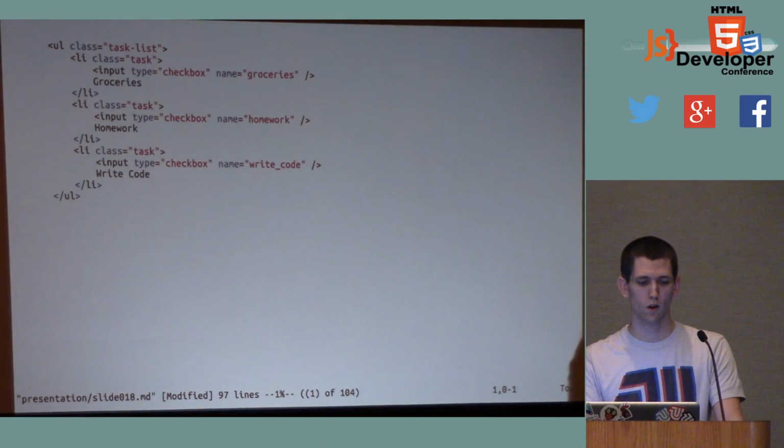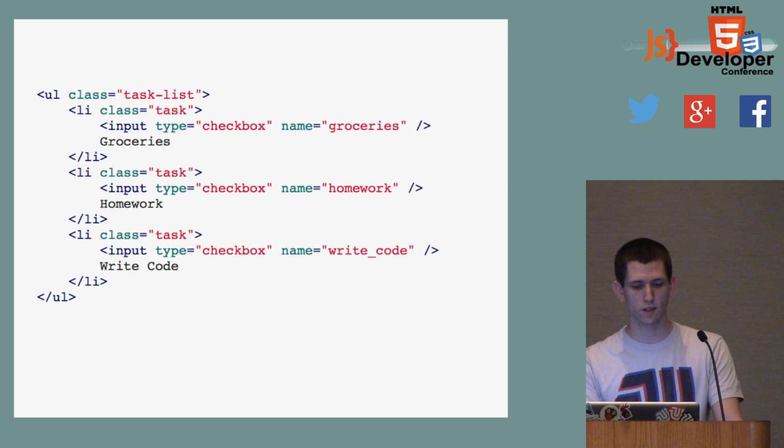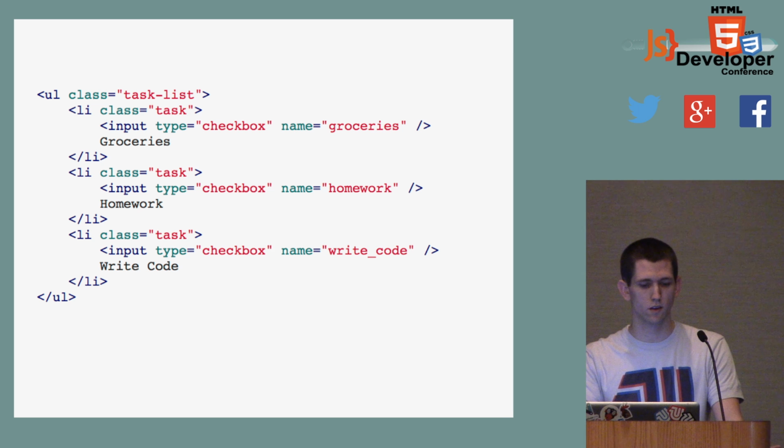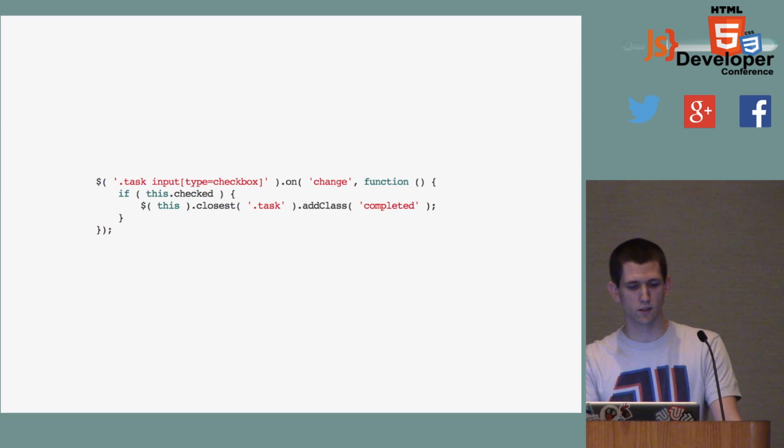Pretty simple. So I'm just going to walk through the code on how this works. We've got some HTML. We have a task list. Inside we have a task. And then inside each task we just have a checkbox and a label. So pretty basic. Now this is the JavaScript. I select my checkbox if it's inside of a task.